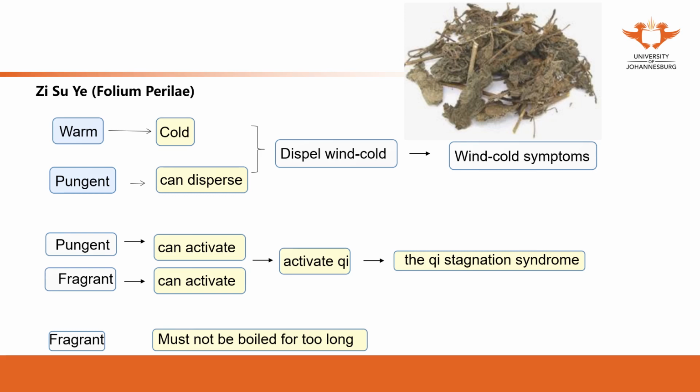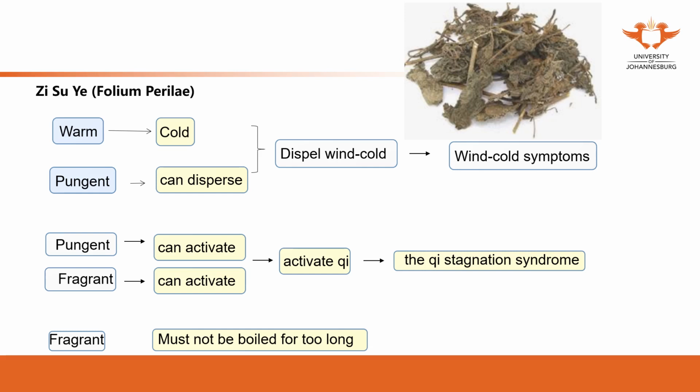For example, a patient suffers from common cold or flu, and the patient presents with fever, aversion to cold or aversion to wind, runny nose, coughing with phlegm, but the patient must present with a thin white coating. Because the dispersing function is not strong, Zisuye is only used in a mild symptom.